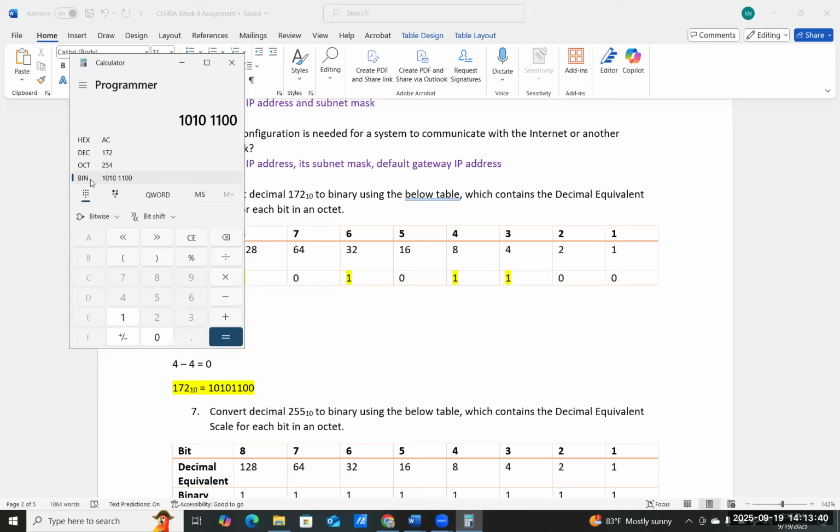That's down the line. Any question? Okay, so let's do the next one.